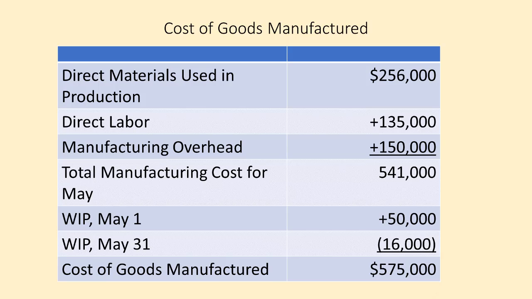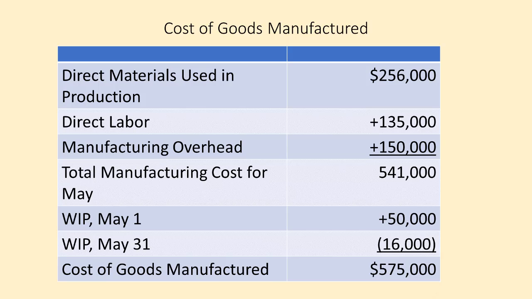Direct labor of $135,000, which they gave us. A manufacturing overhead of $150,000. Add that together and you get a total manufacturing cost for May of $541,000. That tells us what the total cost of manufacturing was during May, but it doesn't tell us the cost of goods manufactured. To determine that, we need to look at the work in process.